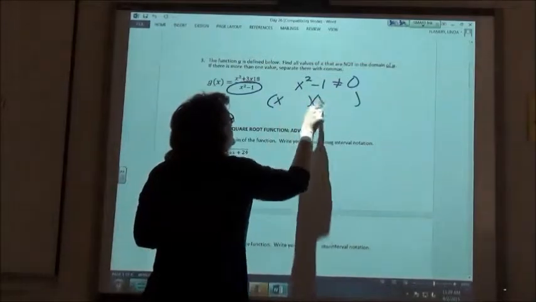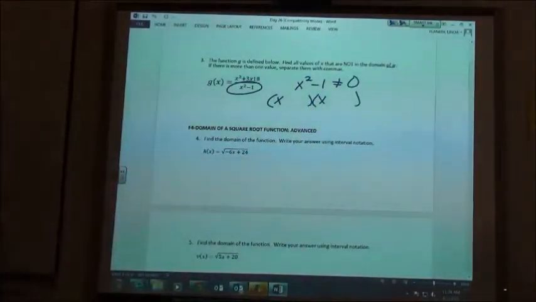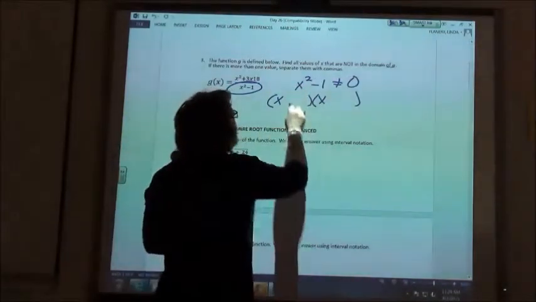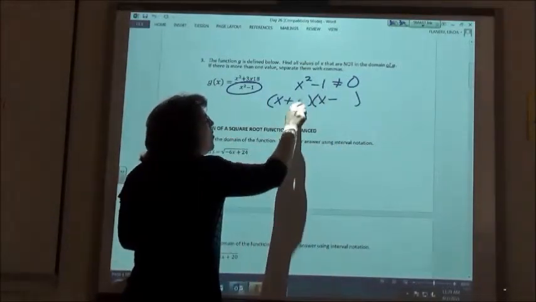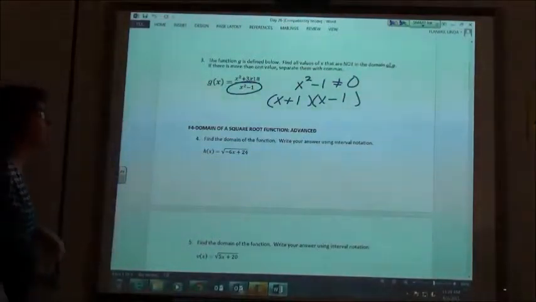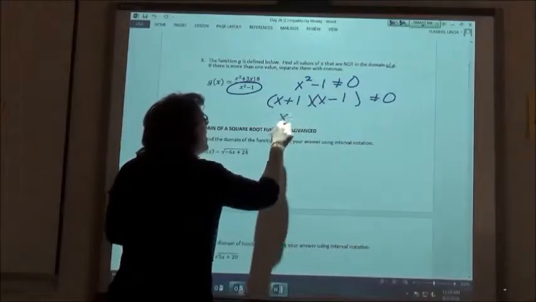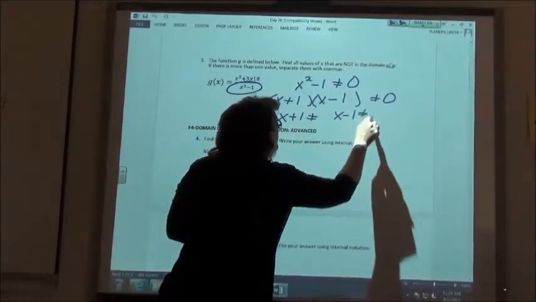X and x. This one happens to be the difference of perfect squares, so you may remember how to factor that easily. Otherwise, if we follow our rules, the end is a negative, so we have a plus and a minus. Factors of 1 that add up to 0, a plus 1 and a minus 1 give us the 0 x in the middle. Again, we break that down. X plus 1 can't equal 0, or x minus 1 can't equal 0.